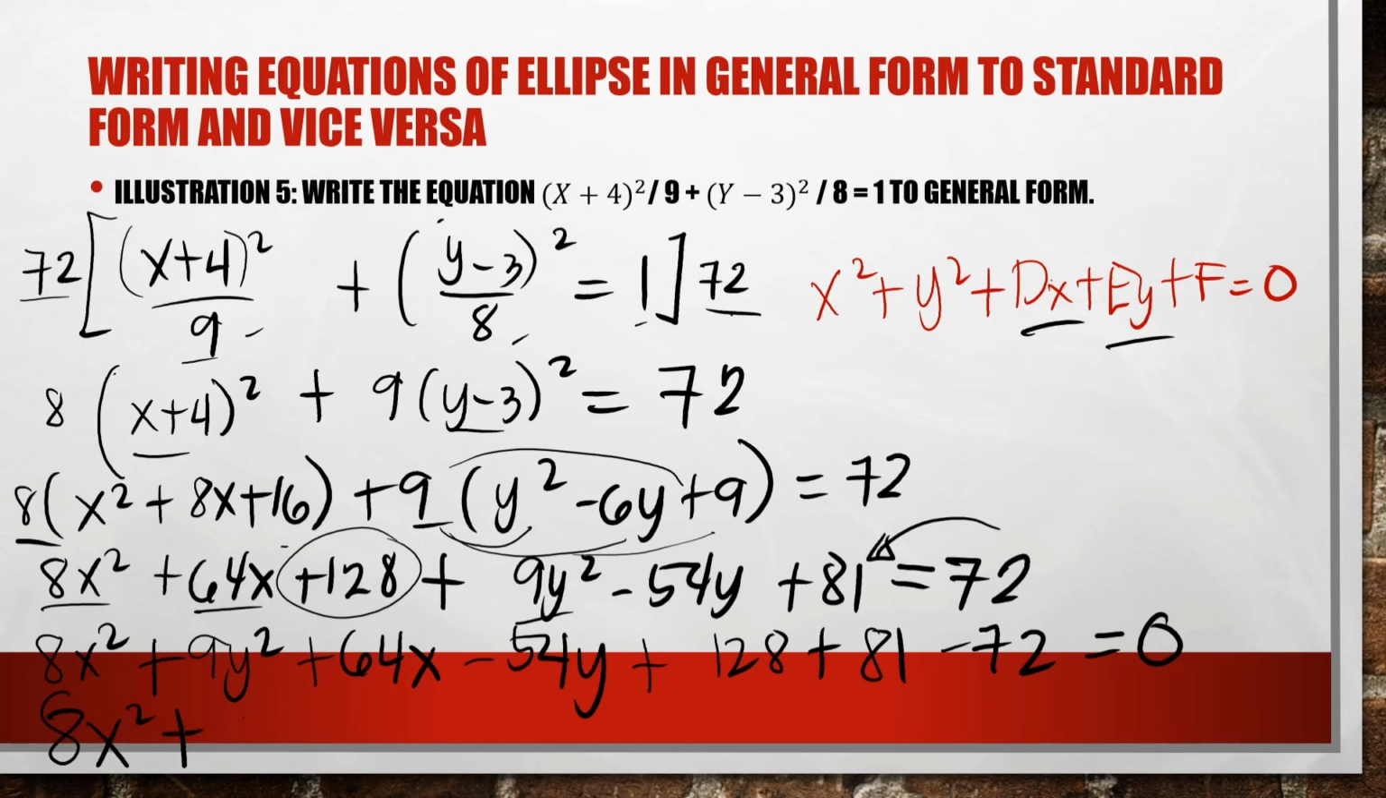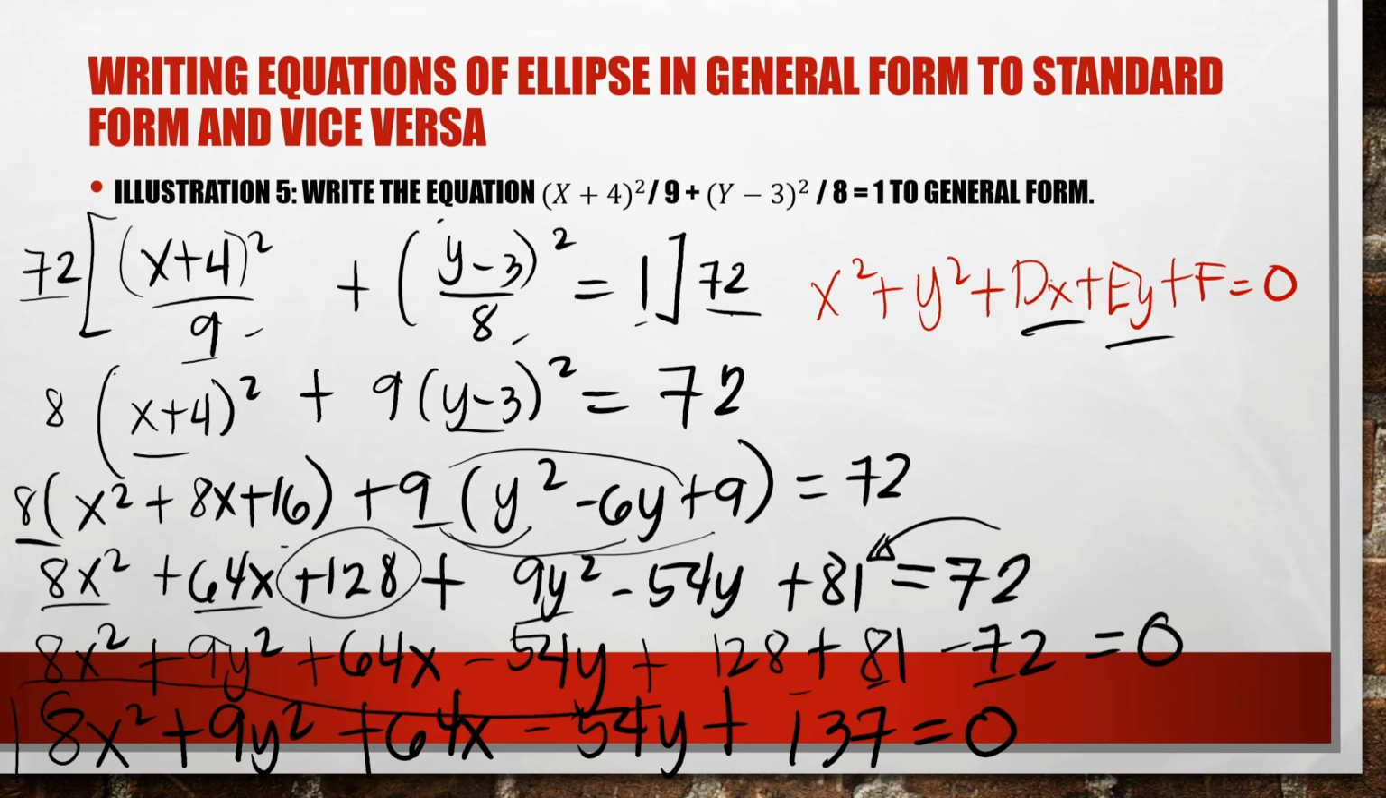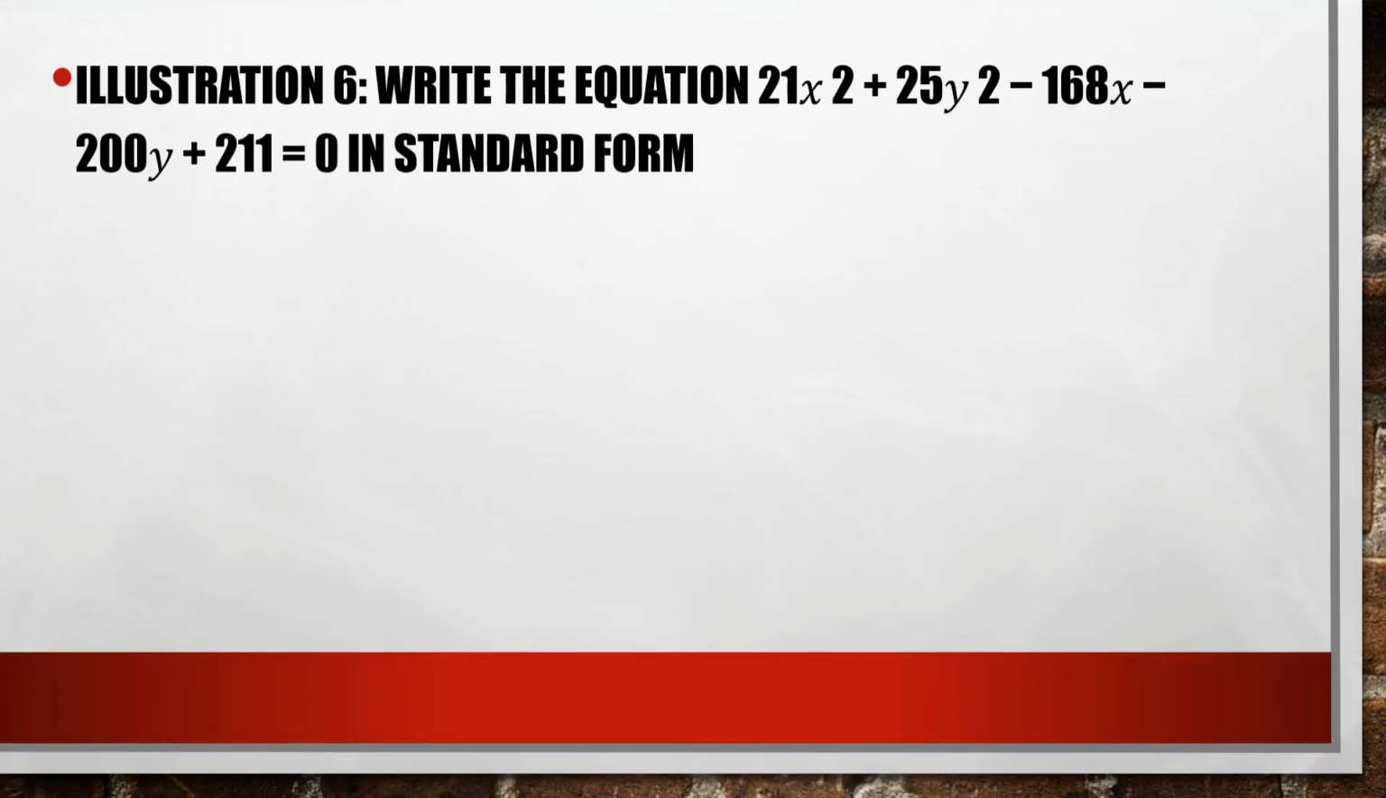8x squared plus 9y squared plus 64x minus 54y plus, so 128 plus 81 minus 72 is 137, equals to 0. So, ito yung general form ng given natin. So, for last example, illustration number 6, write the equation 21x squared plus 25y squared minus 168x minus 200y plus 211 is equal to 0 in standard form.